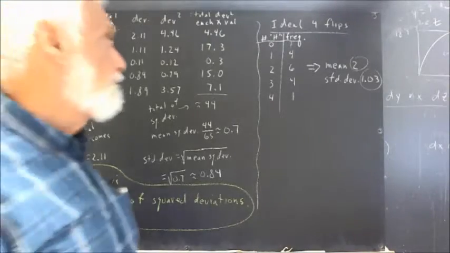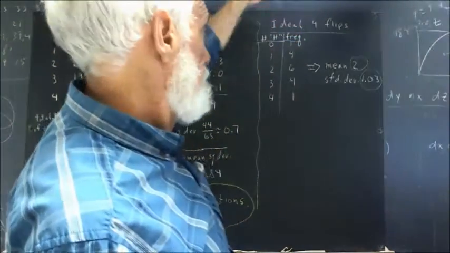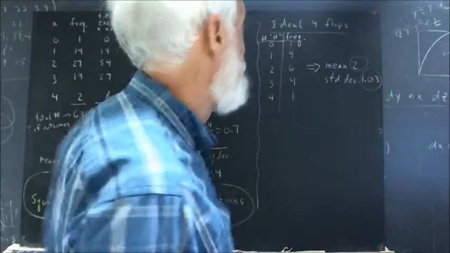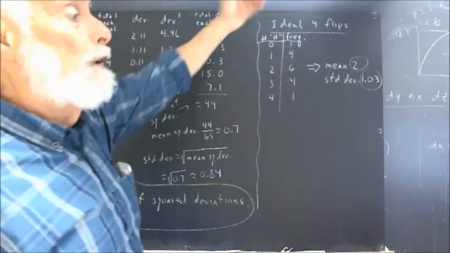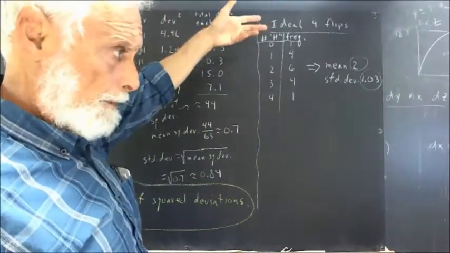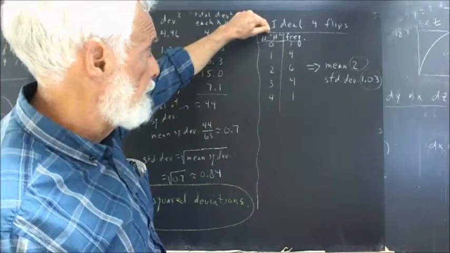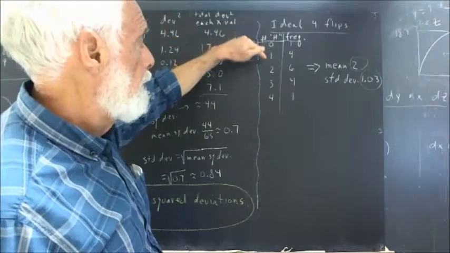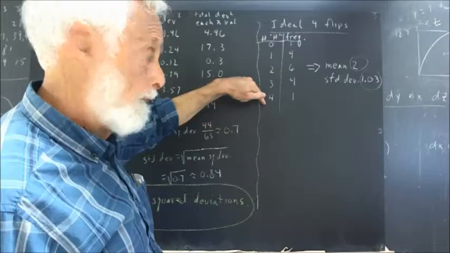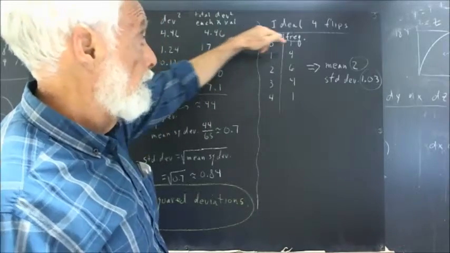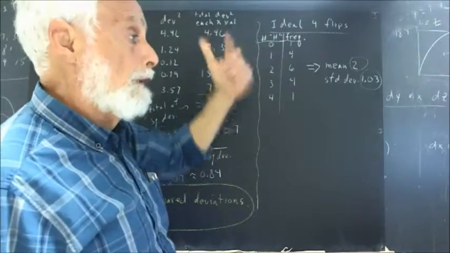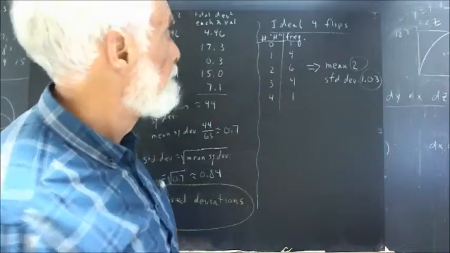Looking at problem number 7, which is dealing with 4 flips of a coin. Now, the ideal result for 4 flips of a coin. If we count the number of heads, the number of heads can be 0, 1, 2, 3, or 4. There's one way to get 0 heads. That is to get tails, tails, tails, tails.